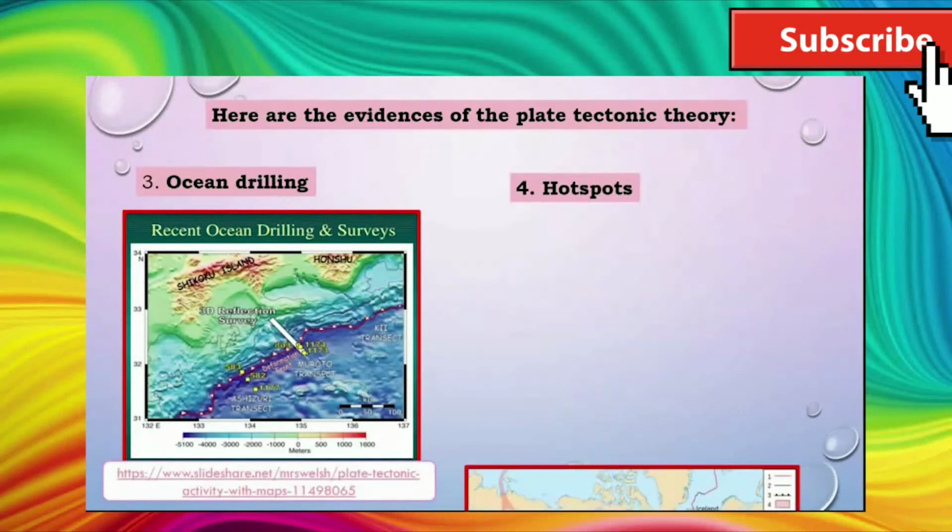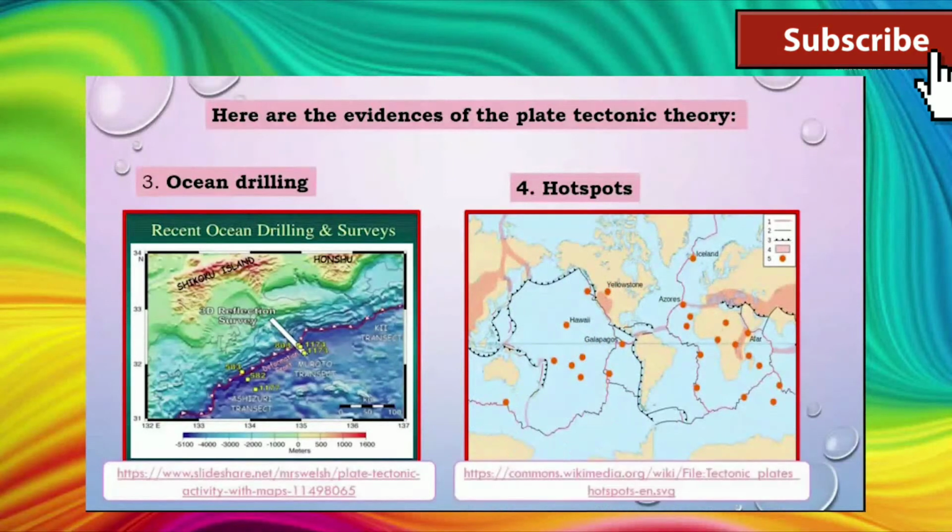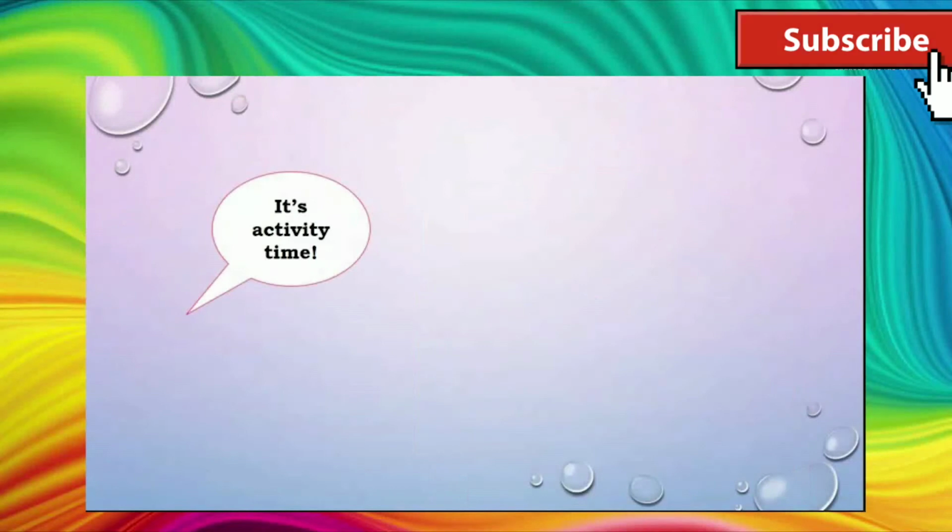The fourth one is the hot spots. It is an area in the mantle from which heat rises as a thermal plume from deep in the earth. Plates move, creating successive volcanic mountains and chains.